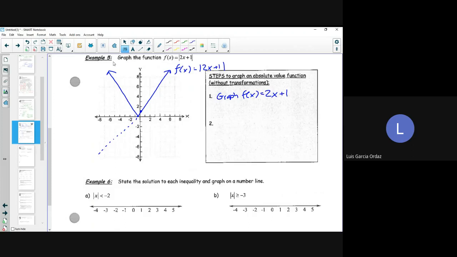Okay, so step 2 is you're going to reflect the negative portion of 2x plus 1 onto the positive axis. Okay, so as you can see from here, regularly this line would just be extended here, but because of absolute value, it's just reflected back onto the y-axis to get the graph. So is everyone okay with that explanation? Right.